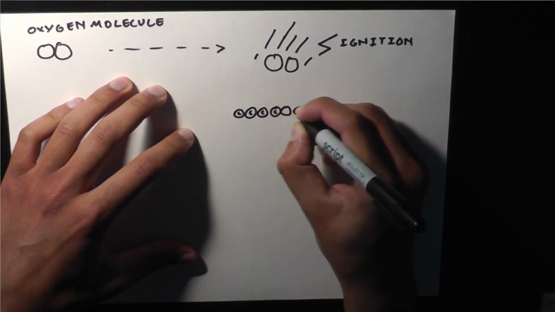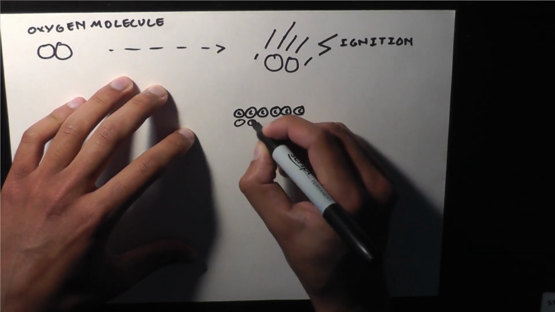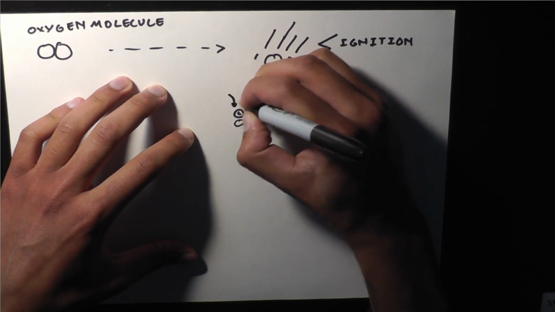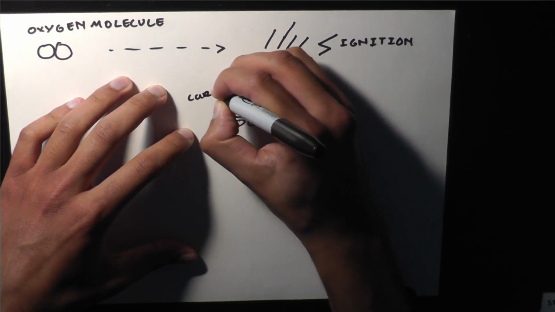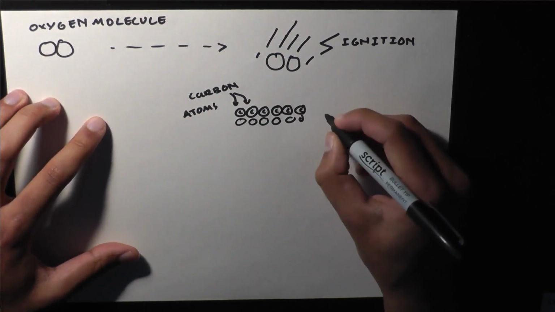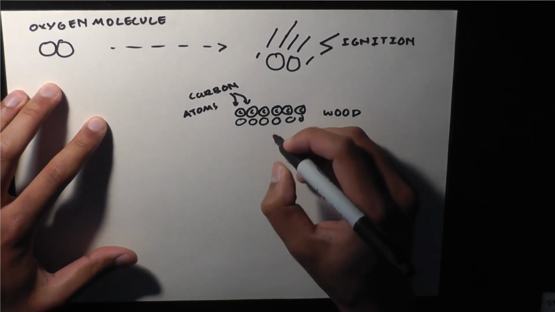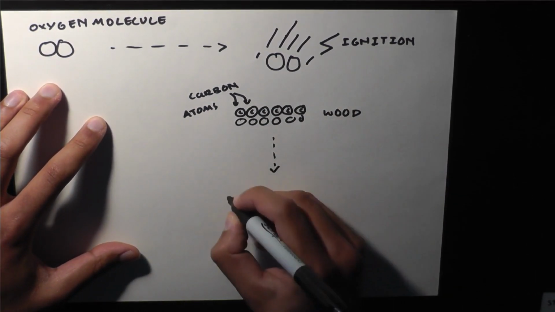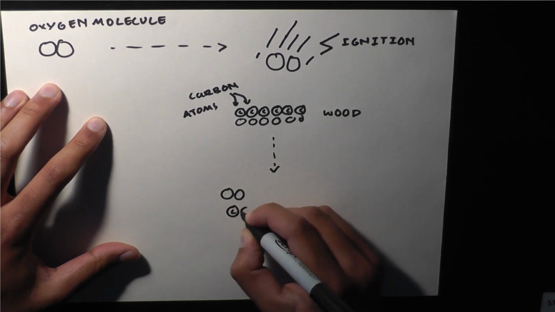Yeah? This carbon atom could be anywhere. It could be in a piece of wood. It could be something else as well. It doesn't have to be carbon. But all that matters is that it's a fuel particle. So, taking this example, this oxygen molecule shoots into this piece of wood and you've got a carbon atom there.